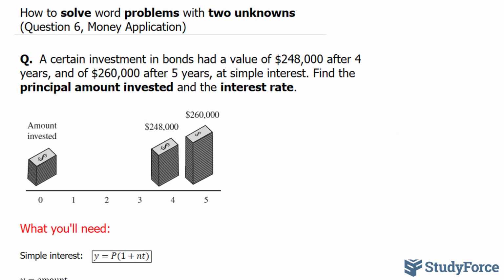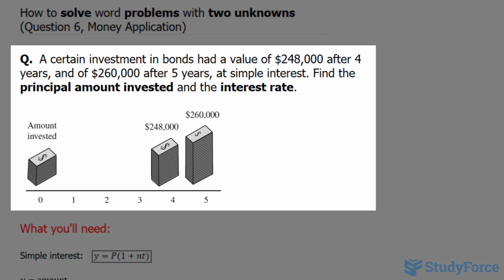In question 6 of this series, we're asked: a certain investment in bonds had a value of $248,000 after 4 years and $260,000 after 5 years at simple interest. Find the principal amount invested and the interest rate.